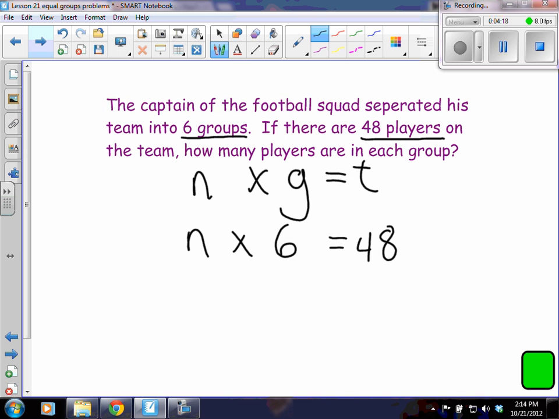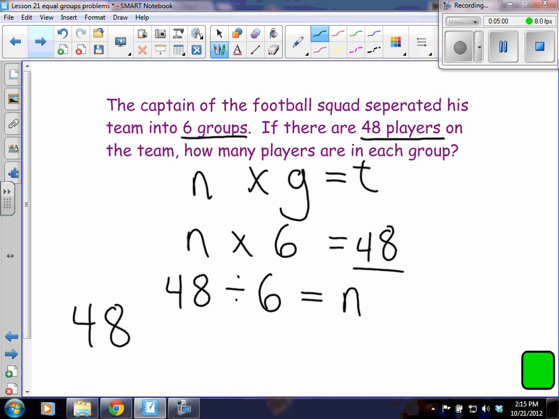Step 1. Step 2, we need to rearrange this so that we can properly do one of these problems. And to rearrange this, we need to think about our fact families that we've been working with, understanding that n times 6 equals 48, which means this is our product here of this multiplication problem, which means that our product divided by 6, one of our factors, is going to give us our other factor. And so 48 divided by 6 is going to give us the answer to this problem.